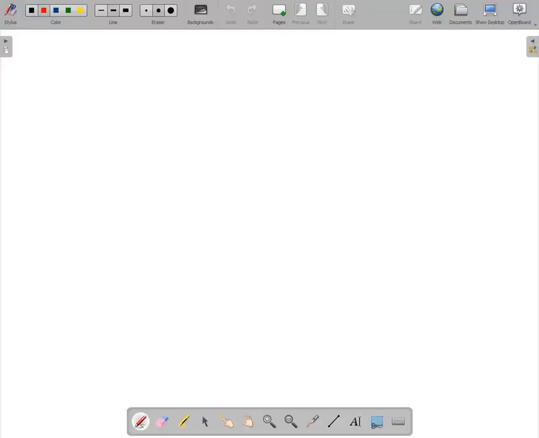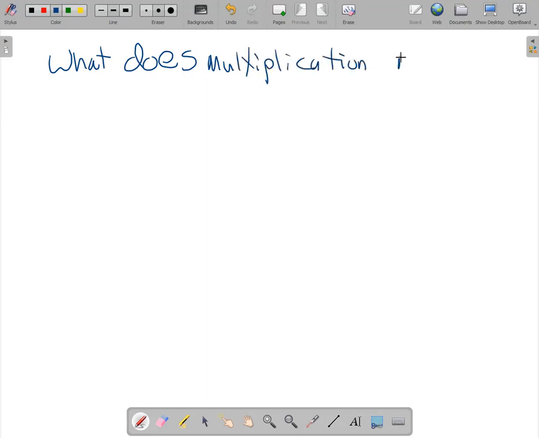The important question of the day is, what does multiplication mean? If you could think about that for a moment. And as when we look at addition and subtraction meanings, a physical example is a good idea for multiplication. What does it mean?